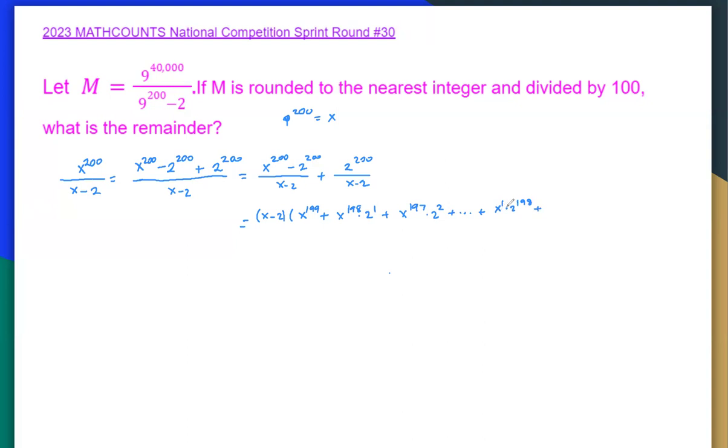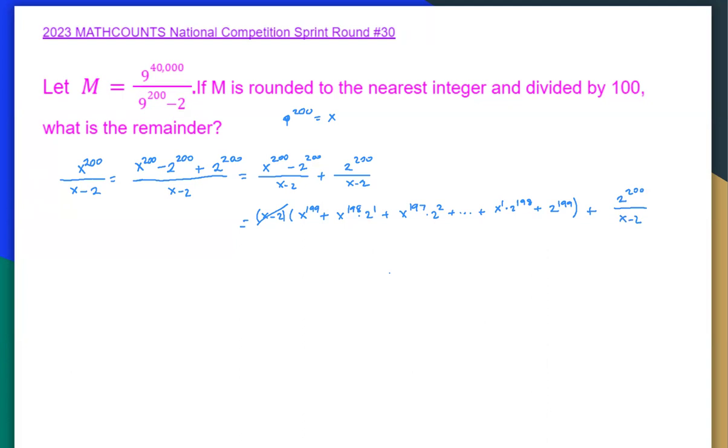And then the last sum should be x to the 0 and 2 to the 199. So I'm going to write 2 to 199. Okay, so this is them. And the denominator is just x minus 2. So I can just divide this whole thing by x minus 2 and cancel x minus 2. And that's the first part. And plus the second part is 2 to the 200 over x minus 2.